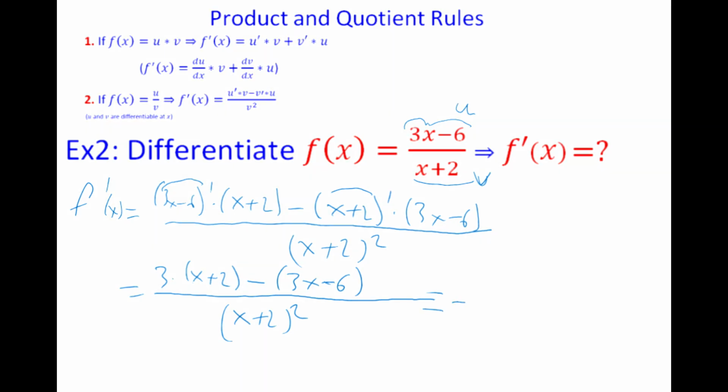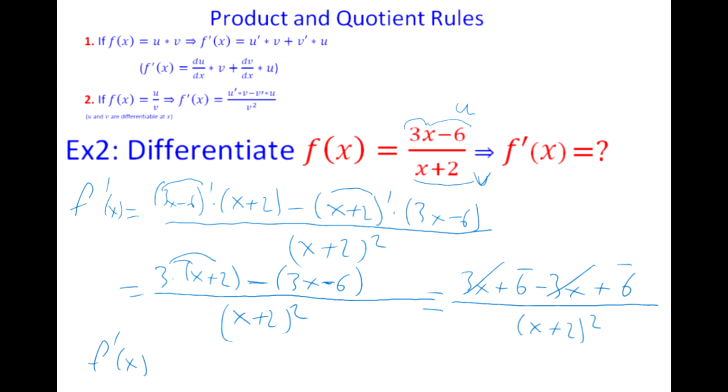And that is equal to, guys, if you distribute this 3 into the parentheses, then we're going to have 3x plus 6 minus 3x plus 6, guys, here that minus is going to be positive. And in the denominator we have (x plus 2) to the power of 2. Those 3x values are gone, so we have 12 in the numerator. So f prime of x can be written as 12 divided by (x plus 2) squared, guys.